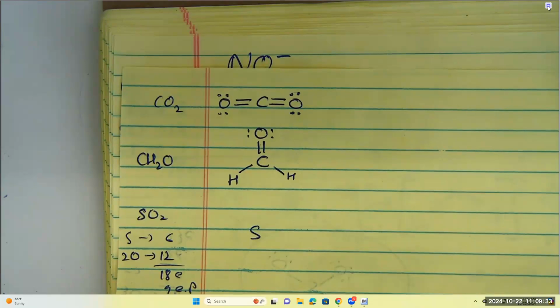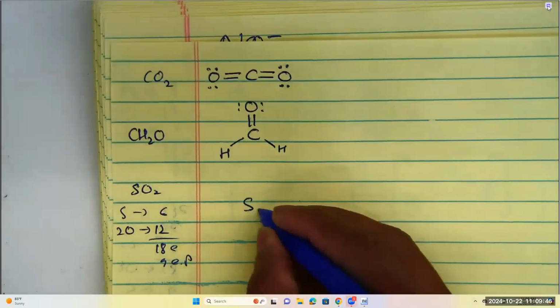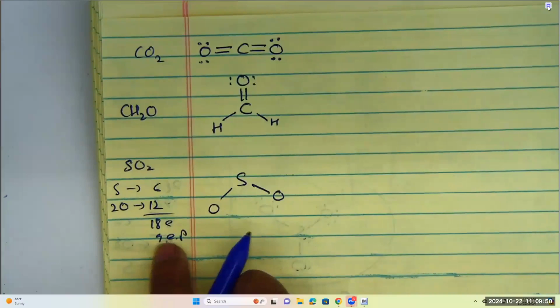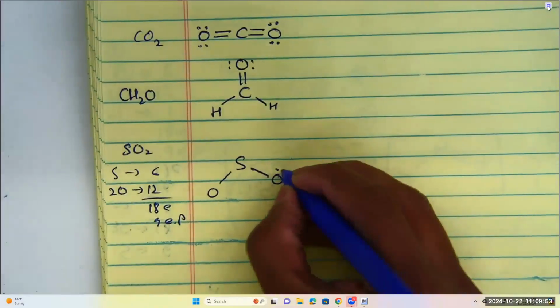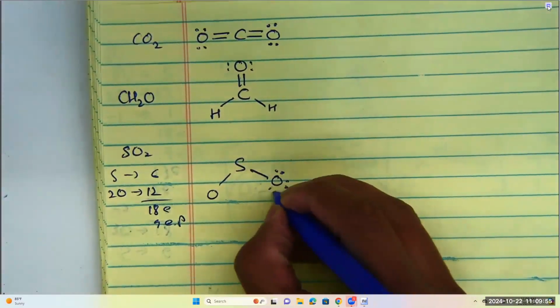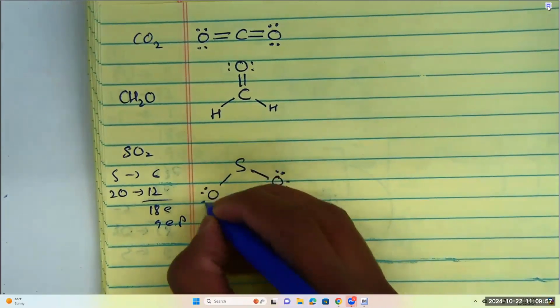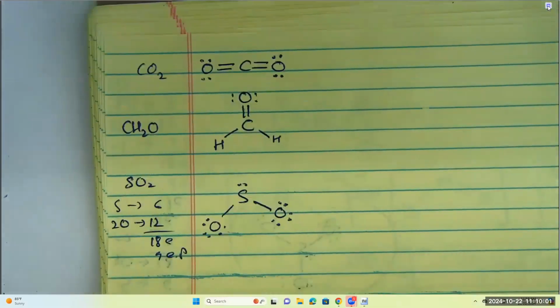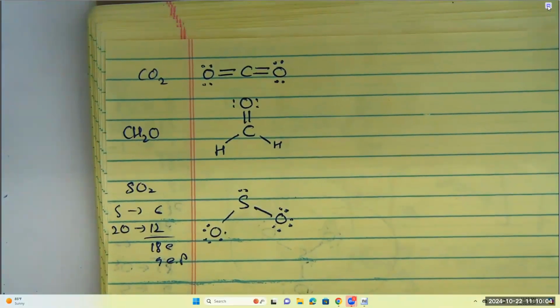How do we know sulfur is larger? Oxygen and sulfur are in the same group, but sulfur is below oxygen. Therefore, sulfur must have more shells. Therefore, it should be larger, right? And then we have two oxygens bonded to it like this. And then if I distribute the 9 electron pairs, I have 1, 2, 3, 4, 5, 6, 7, 8, 9 electron pairs. But right now I have octets on oxygens but not on sulfur.